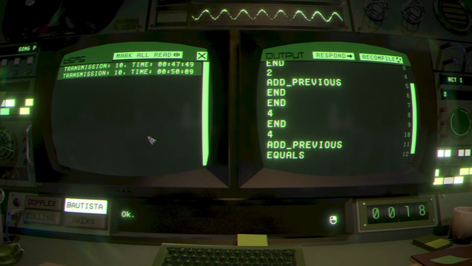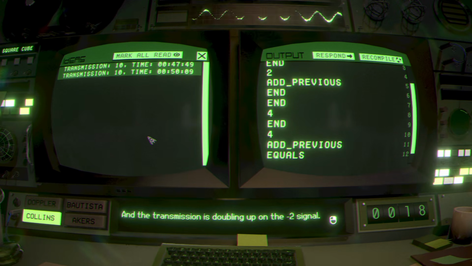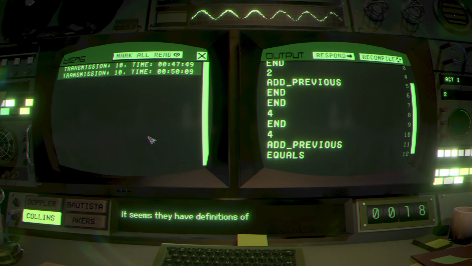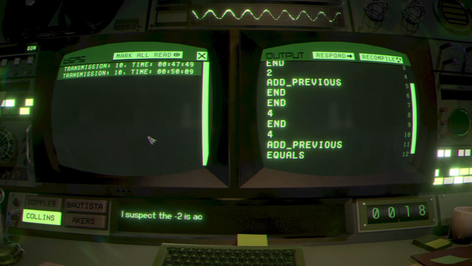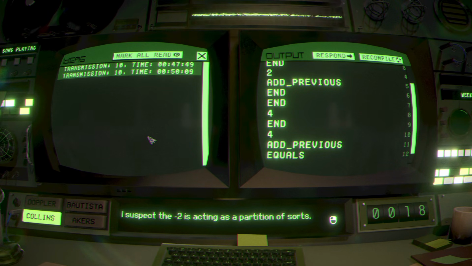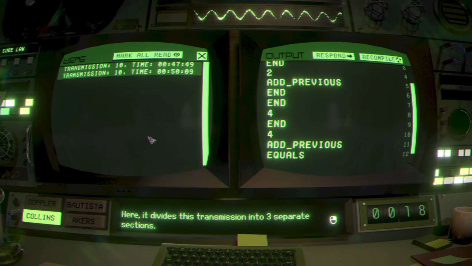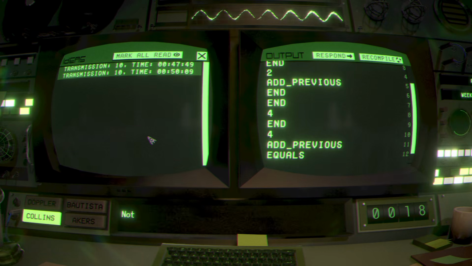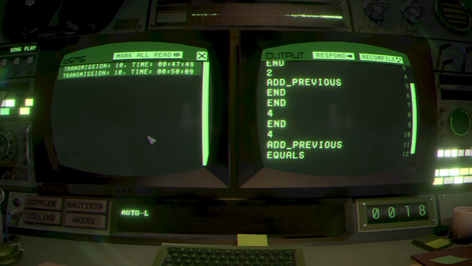Hydrogen line. Okay. And the transmission is doubling up on the -2 signal. These negative signals do not seem to function as numbers. It seems they have definitions of their own. From previous transmissions and now, I suspect the -2 is acting as a partition of sorts. Here it divides the transmission into 3 separate sections. So what's -5 mean? Not sure yet. That's up to Dr. Engineer.